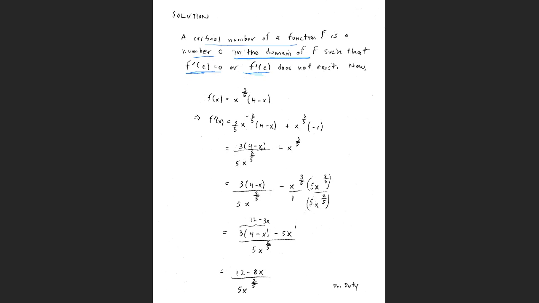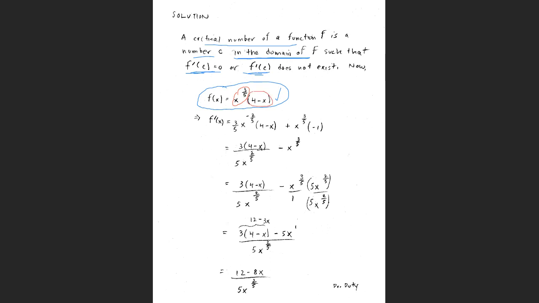So okay, what we have to do is we have our function f of x equals x to the 3/5 times 4 minus x. We have to take its derivative. We have to take the derivative of f. And so what rule are we going to use to take the derivative of our function f? Good, the product rule. That's right, got to use the product rule because we have two functions here.